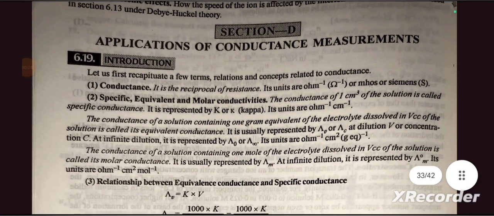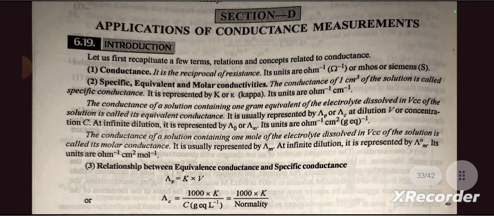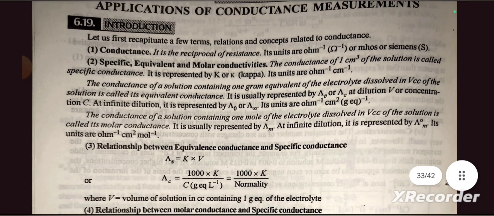6.19, introduction. Let us first recapitulate a few terms, relations and concepts related to conductance. First, conductance. It is the reciprocal of resistance. Its units are ohm inverse, mhos, or Siemens, S. Second, specific, equivalent and molar conductivities. The conductance of 1 cm³ of the solution is called specific conductance. It is represented by K or kappa. Its units are ohm inverse centimeter inverse.